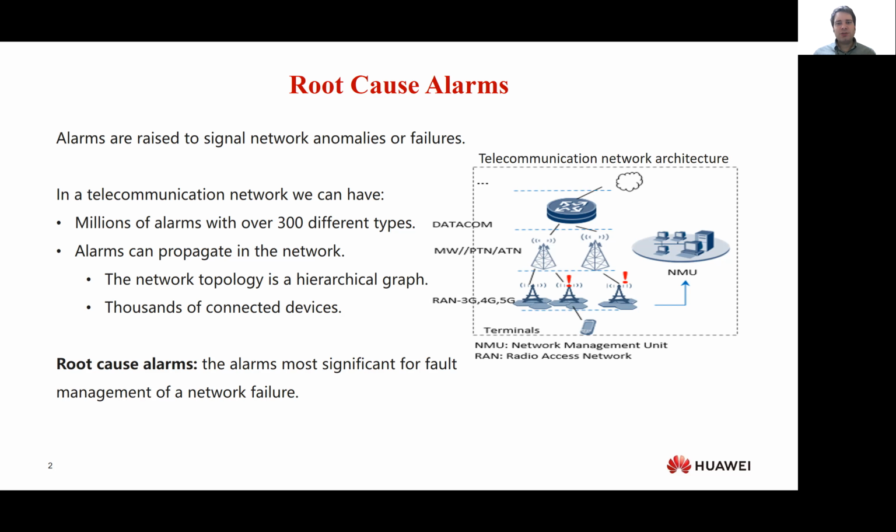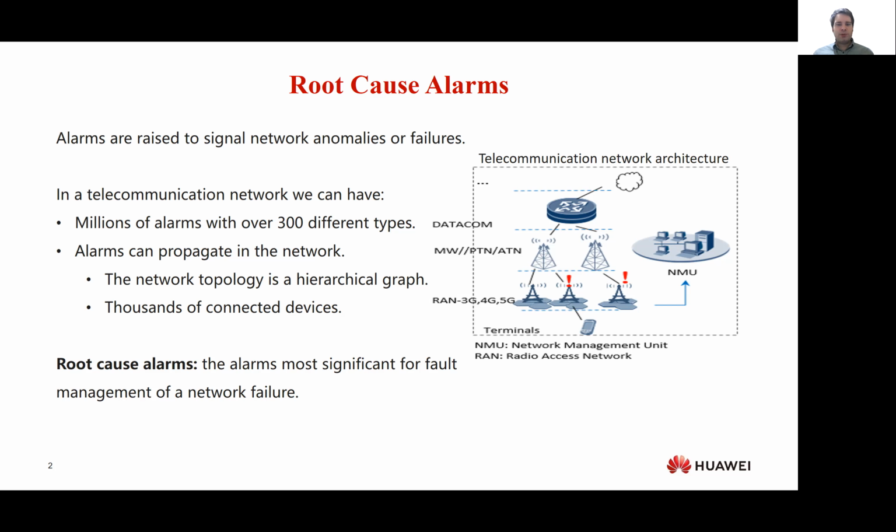However, there is actually too much information available. These types of networks can generate millions of alarms in a single day, often with hundreds of different alarm types, depending on the information conveyed. And these alarms can propagate throughout the network, depending on the network topology and the alarm types. So a single network fault can trigger a flood of alarms from multiple connected devices.